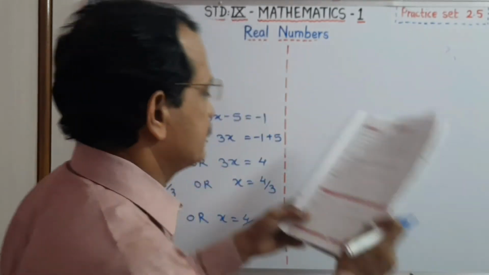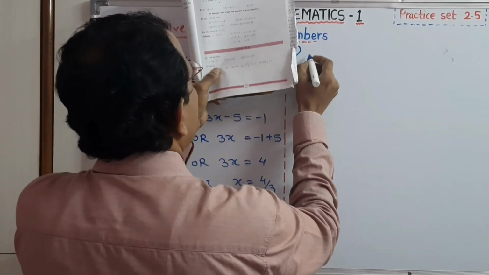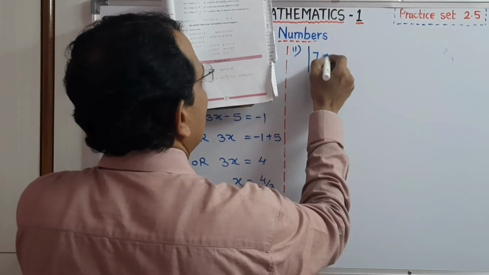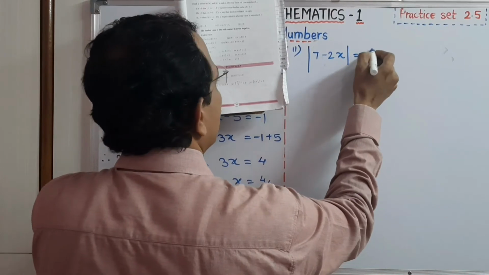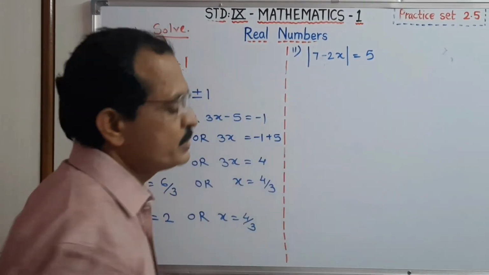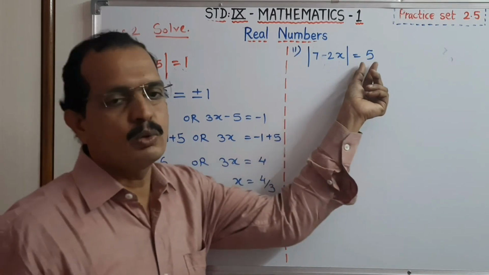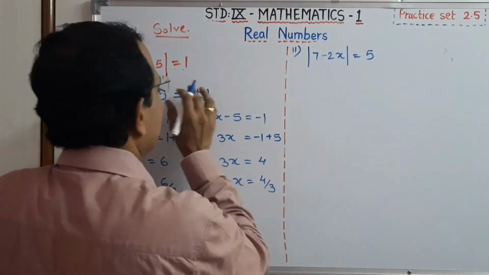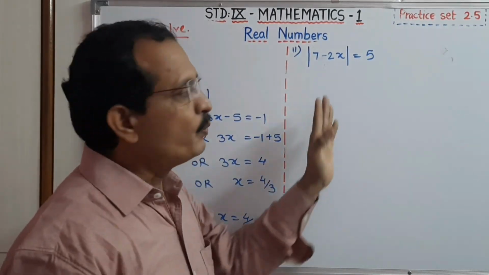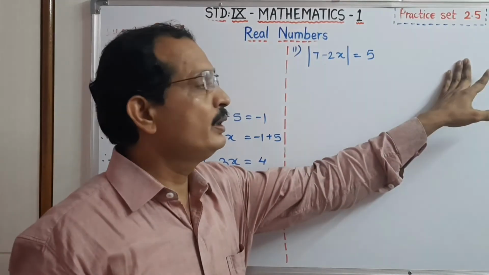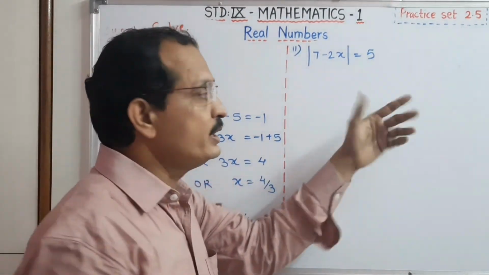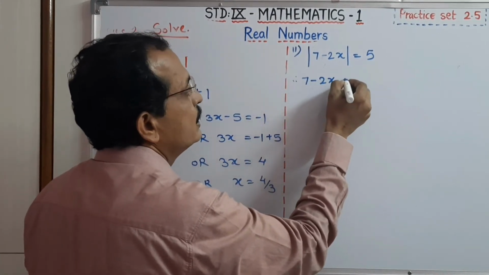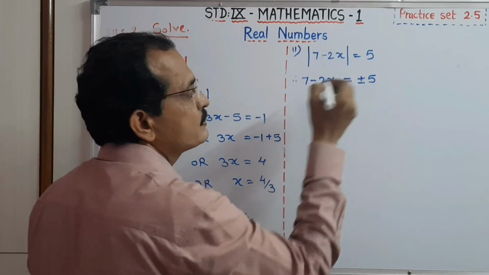Same thing in the second sum. Now see the second one. In this, the absolute value of 7 minus 2x is equal to 5. And we have to find out the value of x. Now dear students, the same thing. The answer is 5. When will the absolute value be 5? The absolute value is 5 for minus 5 or plus 5. Therefore, we can write here 7 minus 2x is equal to plus or minus 5.